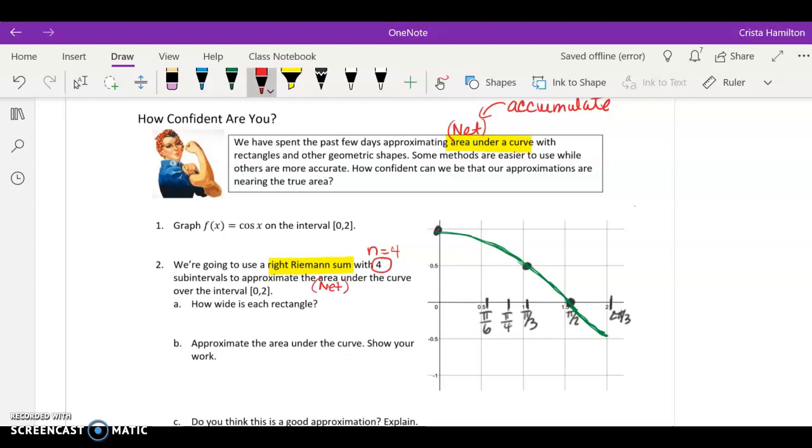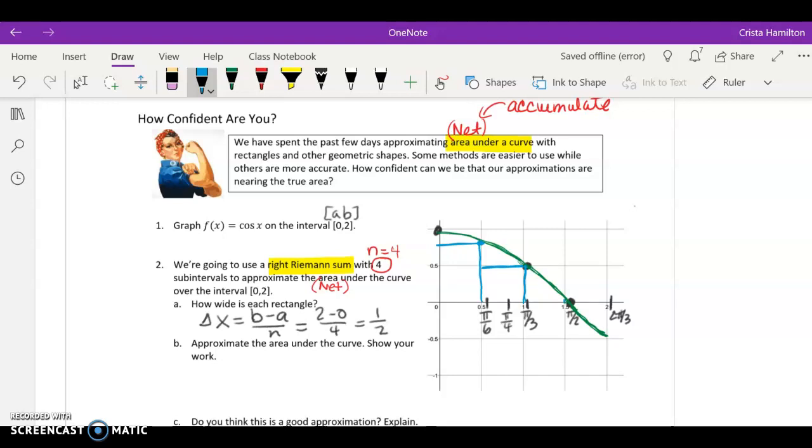So the first thing, we're going to calculate how wide is each rectangle. So delta x, remember, is b minus a over n. Our a and our b are up here in this interval. So 2 minus 0 over 4, or the width of each rectangle is going to be 1/2. So taking a look at these rectangles at 1/2, remember our height comes from the function value. So this would be our first right rectangle. And then at 1 would be our second right rectangle.